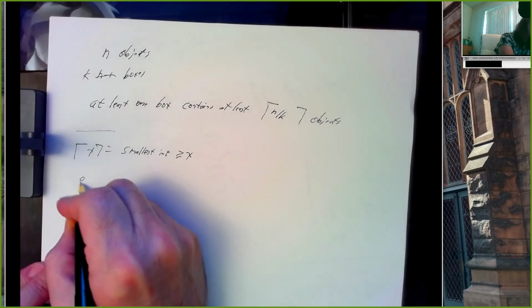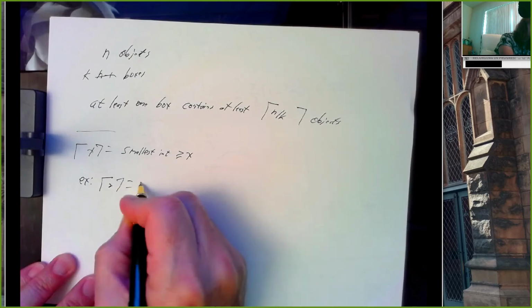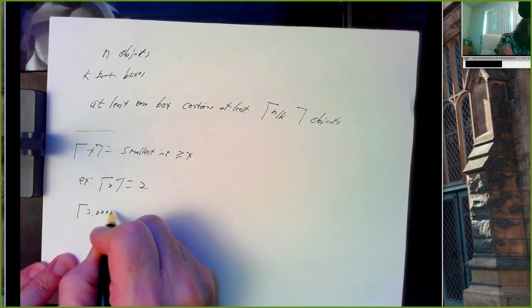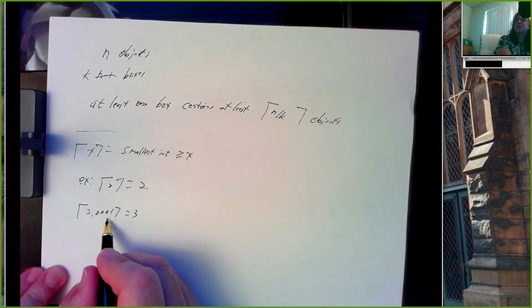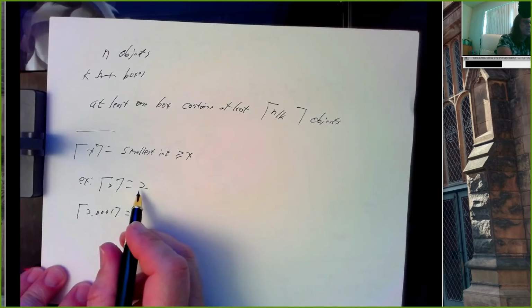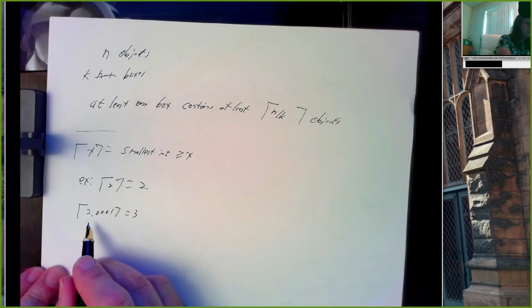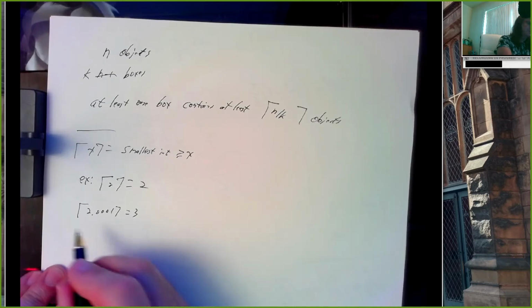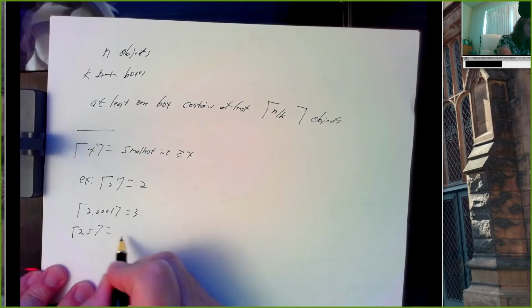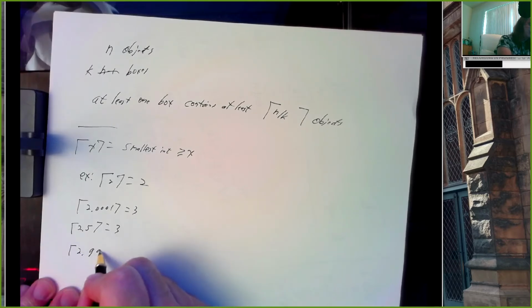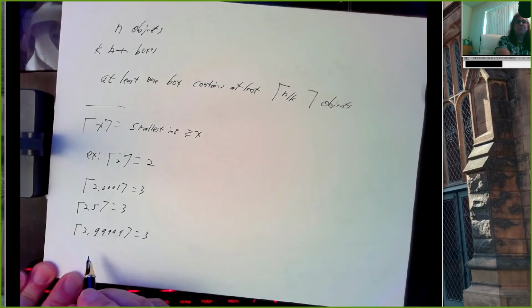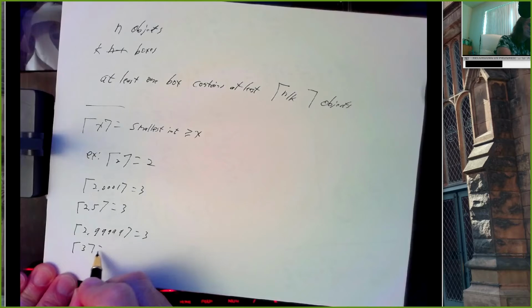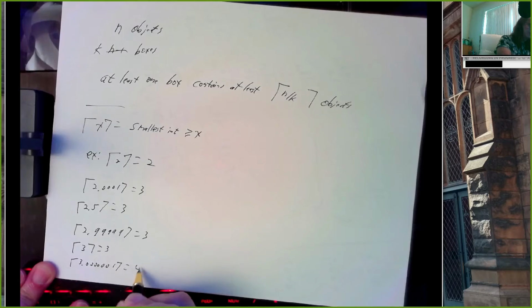So, for example, the ceiling of 2 is 2. The ceiling of 2.001 is 3. Smallest integer bigger than or equal to this number. Well, 2 is an integer, so the smallest integer bigger than or equal to 2 is 2. But something just slightly bigger, the smallest integer is all the way up to 3. Ceiling of 2.5 will be 3. Ceiling of 2.99999 will still be 3. That's the smallest integer bigger than or equal to that number. And the ceiling of 3 will be 3. But if we go just a little bit beyond 3, the ceiling is 4.